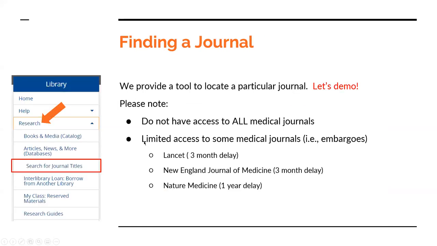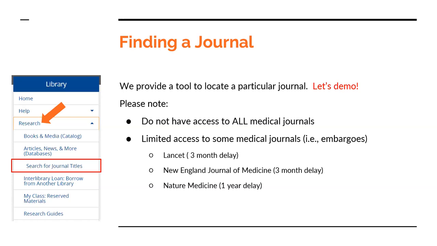So we're back. And now let's look at finding a journal. If you're in search of a particular journal, we have a search tool that will let you easily find that title if it lives in our collections. Before we demonstrate that tool, though, I do want to touch on the scope of our access to medical journals. We have total access to many. We have limited access to some and no access to others.